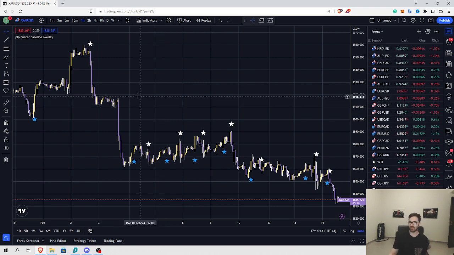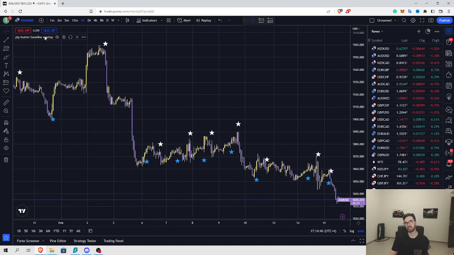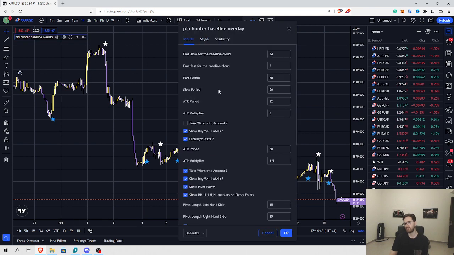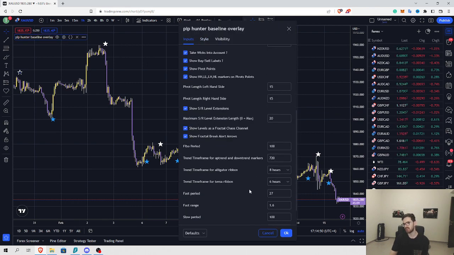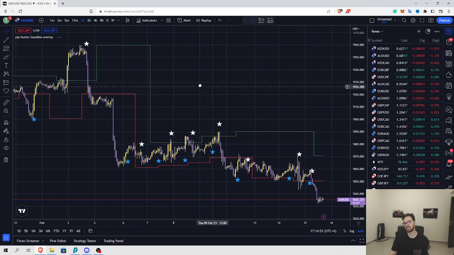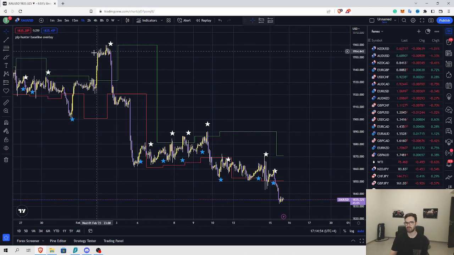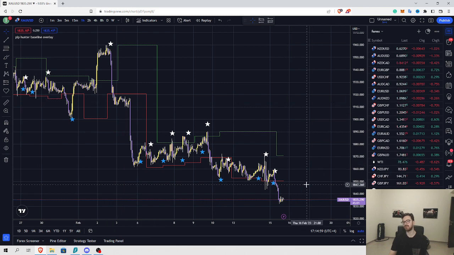So other than that, that is all piphunter. Actually no, there's one more secret hidden feature. The secret hidden feature is the chaos channel. You have to go and turn a setting on for it, but then it will give you the fractalized breakouts, and then you can determine a breakout and catch your breakout moves.